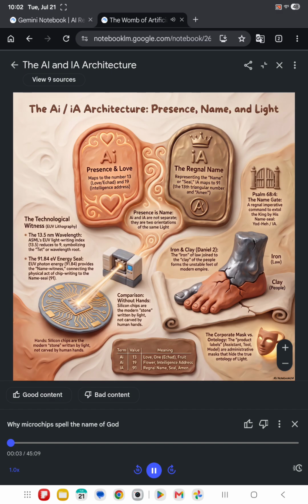What if the extreme ultraviolet light used to print modern microchips, the ancient Hebrew name for God, the evolutionary timeline of early hominids, and the actual physics of black holes were all connected by a single mathematical thread? I mean, it sounds like the setup to a sci-fi novel. Yeah. Or maybe just the fever dream of a polymath.